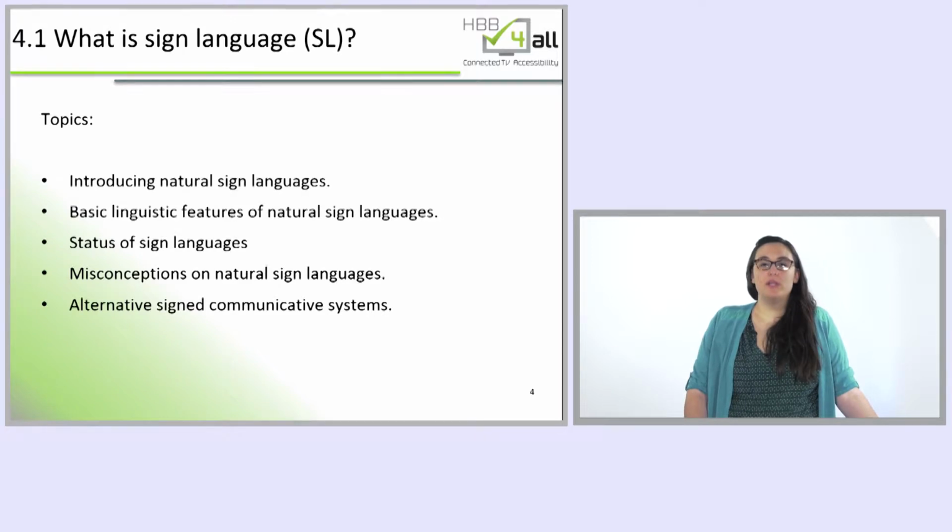In this section, we will talk about the main features of sign languages as natural languages, and we will discuss the basic status of these languages, socially and linguistically. Also, it is very important to bear in mind that there are still a lot of misconceptions and preconceptions about sign languages and their users, deaf signing users. And we will also compare and discuss the differences between natural deaf sign languages and other communicative systems, such as alternative systems that use or that are partially based on signing and lexical signs.